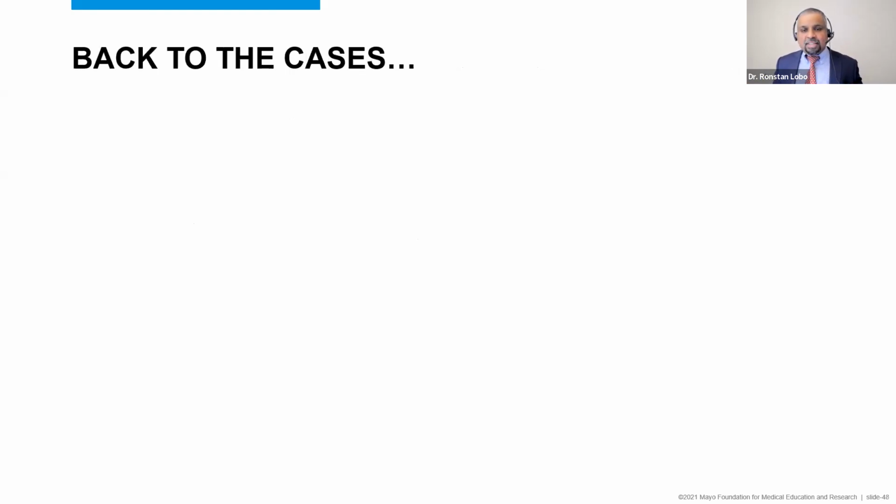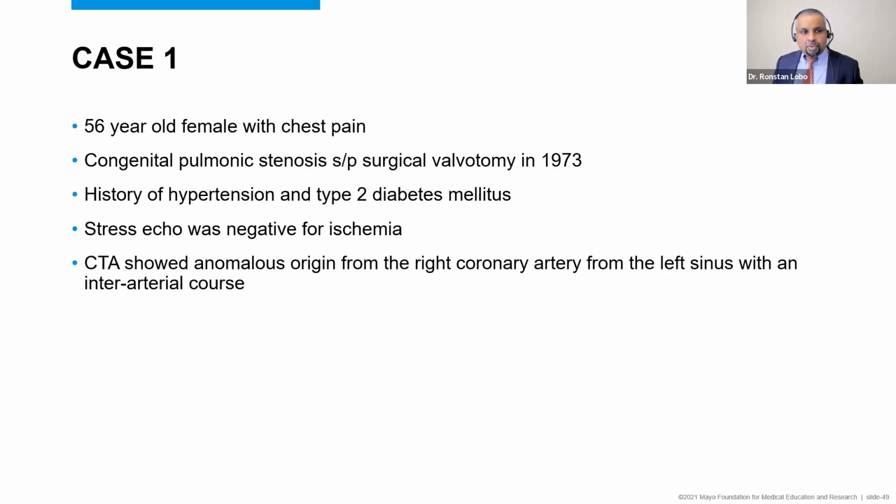So let's go back to the cases now and discuss them after going through this initial aspect of the knowledge acquisition. Regarding the first case, the 56-year-old with chest pain we talked about, congenital pulmonary stenosis, history of hypertension, type 2 diabetes. Stress echo, remember, was negative for ischemia. The CTA showed anomalous aortic origin of the right coronary artery from the left sinus with an interarterial course.